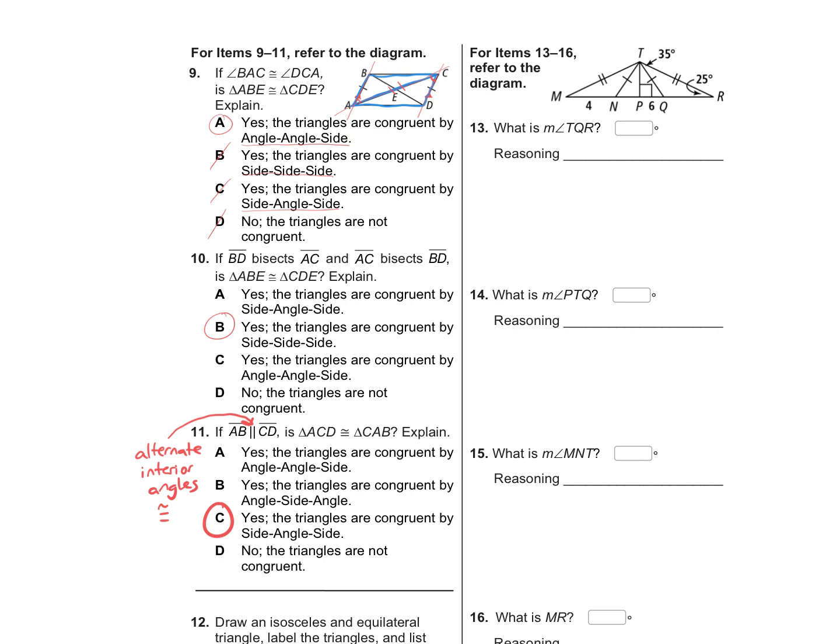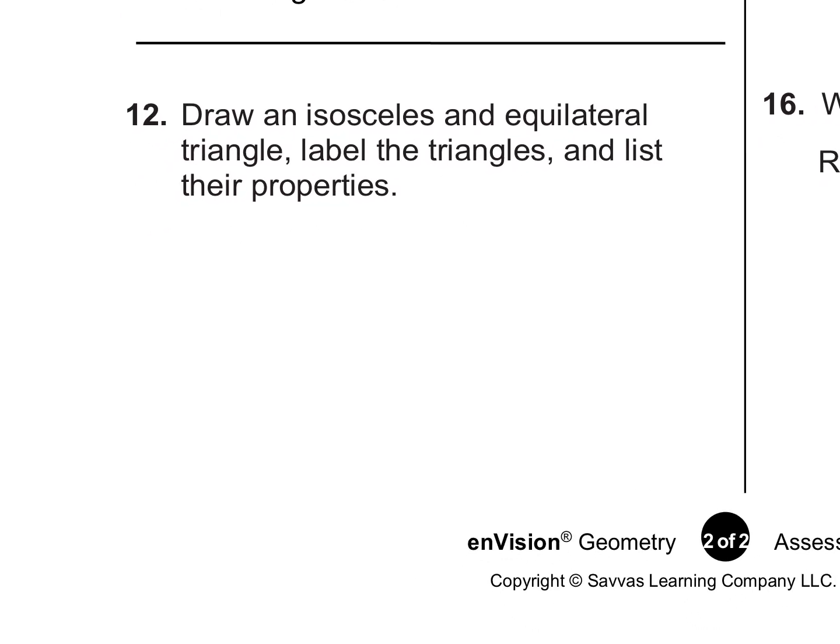All right, number 12 should be a gimme to you. All I want you to do is draw an isosceles triangle and an equilateral triangle and label it. Okay? So if I have an isosceles here, and I draw a triangle, how can I label it to be isosceles? 2 sides are equal. What else? Which 2 angles? The bottom 2. That's all I need for isosceles. Okay? 2 sides equal and those 2 bottom angles are equal.